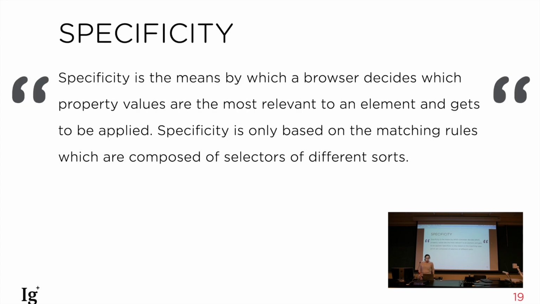Then the next thing is specificity. This is the parameter by which the browser decides whether to apply a certain rule to an HTML element or not. So basically the most specific method wins. And I will show you an example.